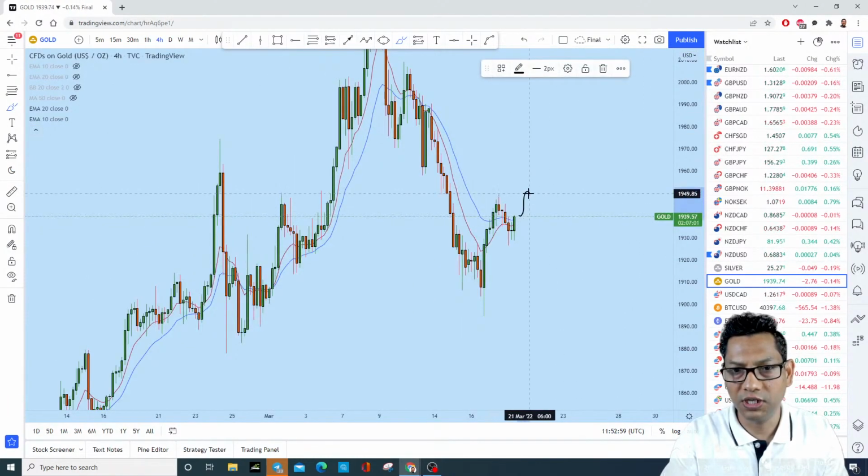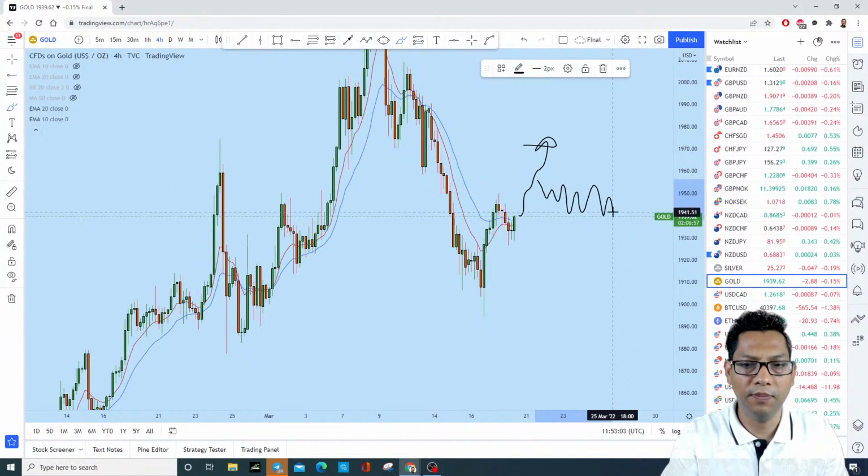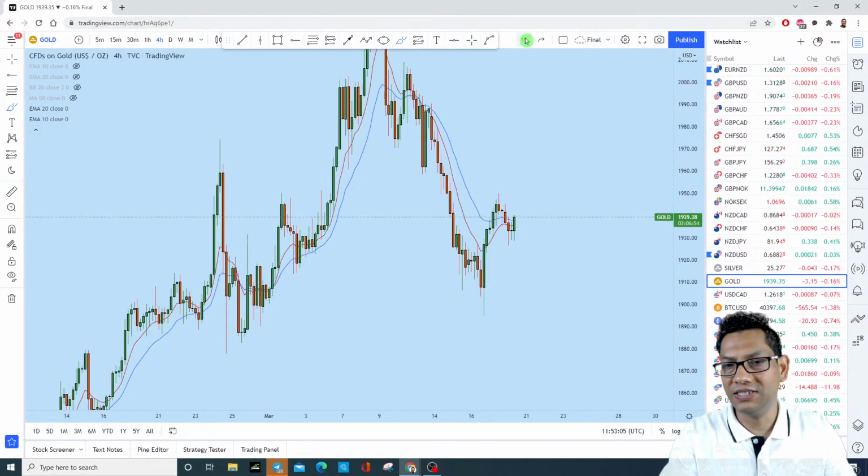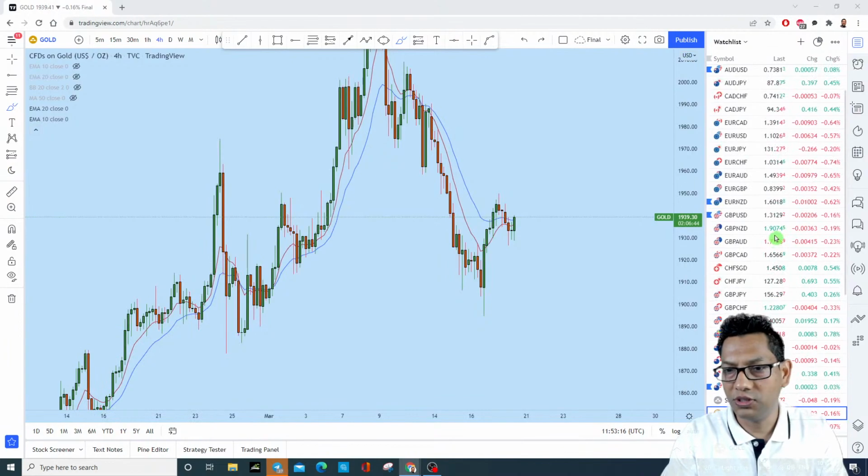Okay, we could see a couple of candles up, or even maybe going sideways, because this is the last day of the trading week. So this is the situation with the gold. USD JPY. Okay, let's see.